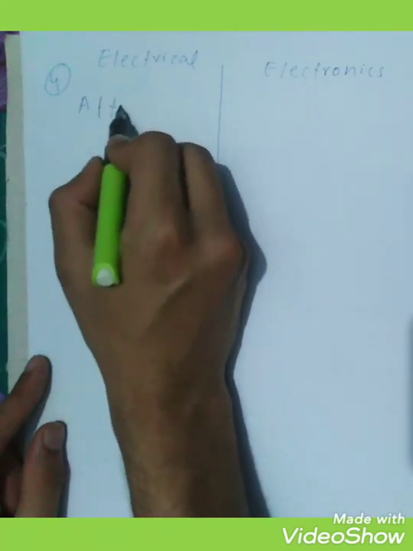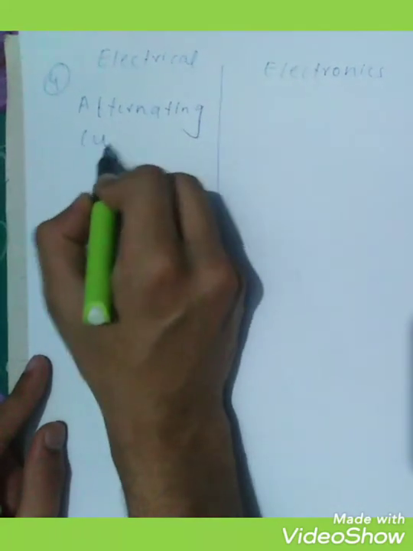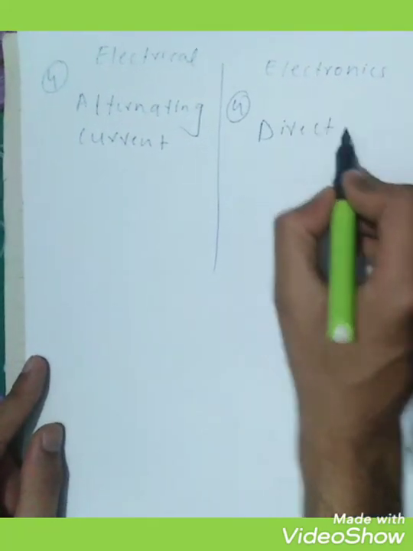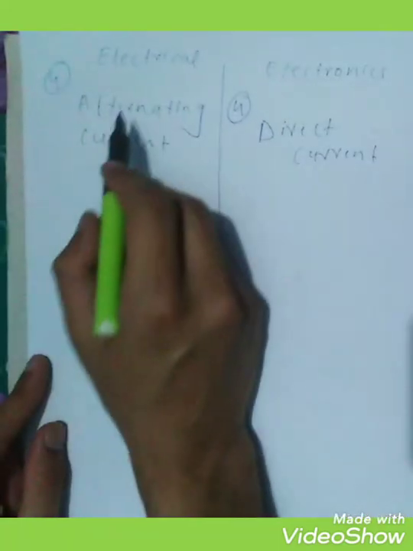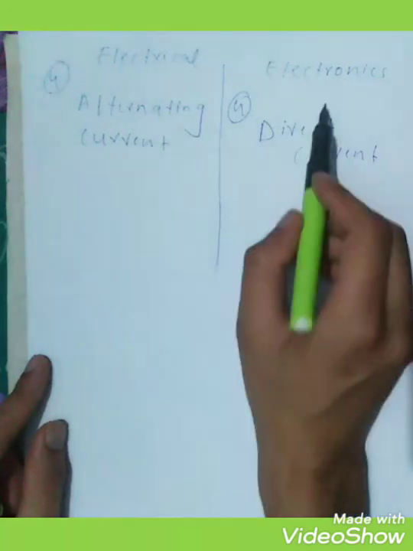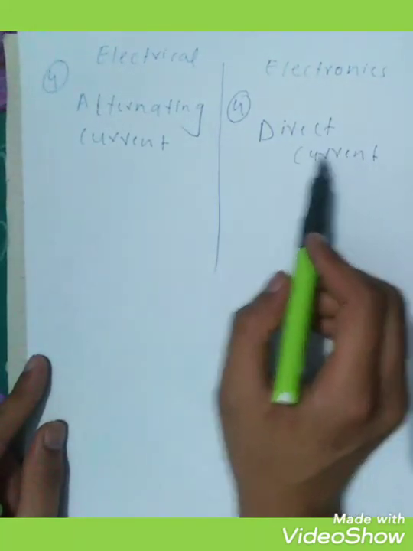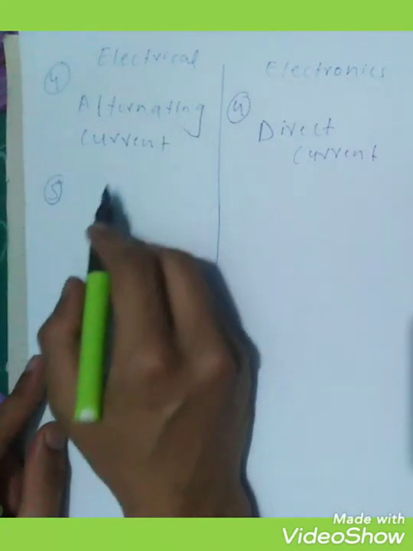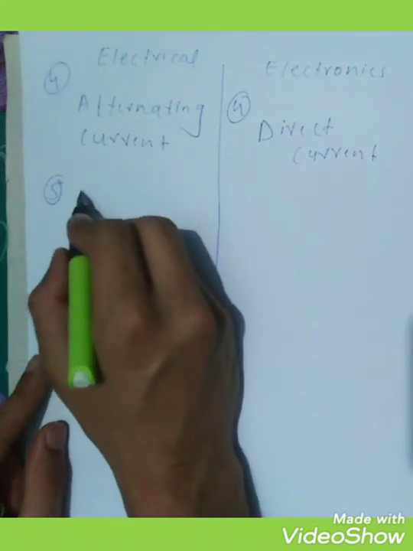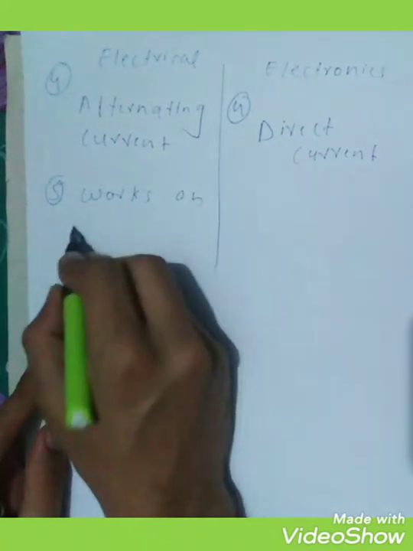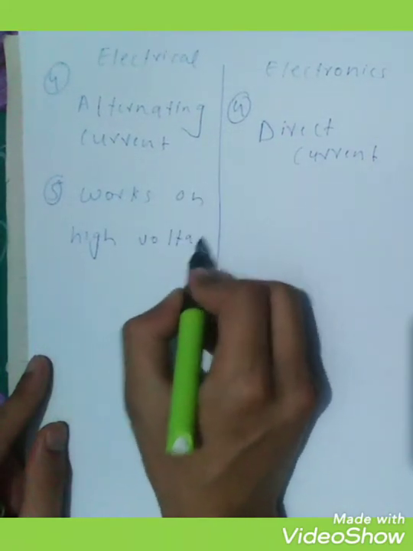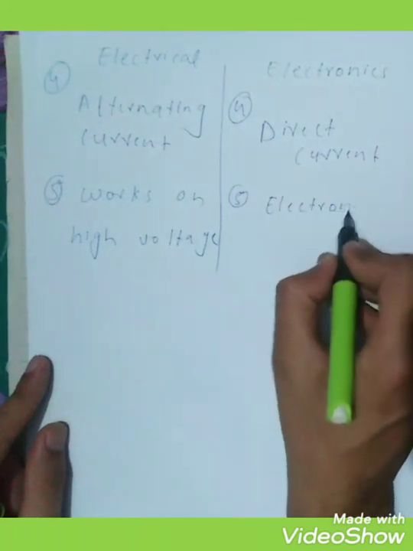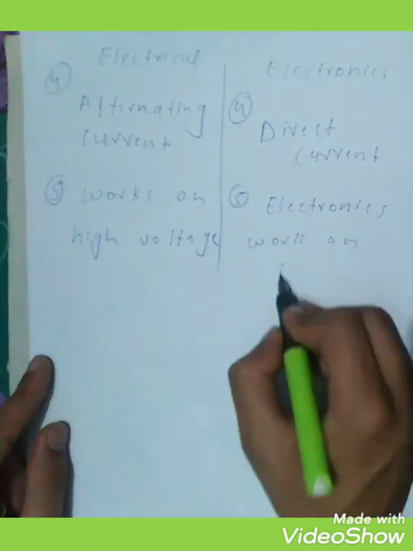Electrical devices use alternating current, AC. Electronic devices use direct current. Now, what about voltage? Electrical devices work on high voltage, and electronics work on low voltage.